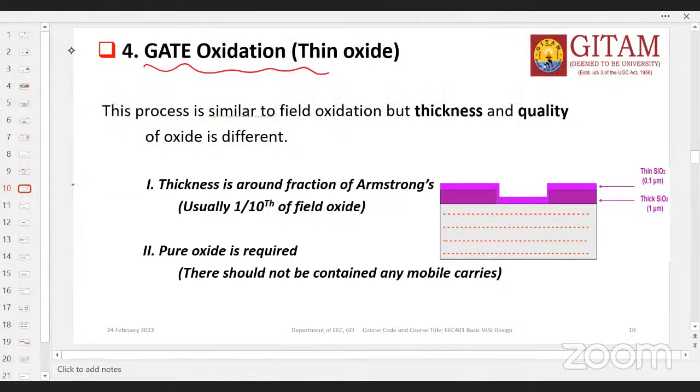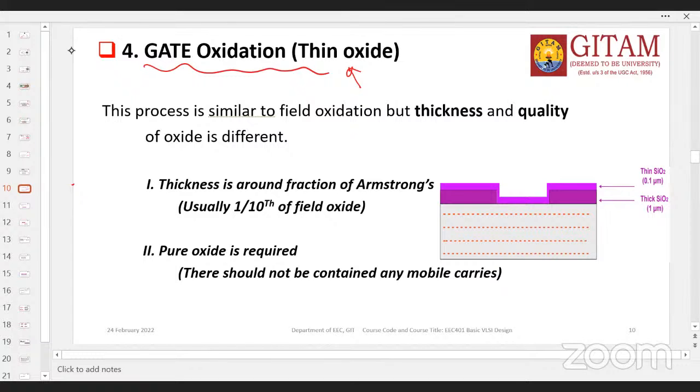So this is also called thin oxide. Field oxidation, what can we call it? Thick oxide. This is called thin oxide, right? The thickness is very, very small. The process of forming the silicon dioxide is the same, but we have to do it in a very controlled manner.